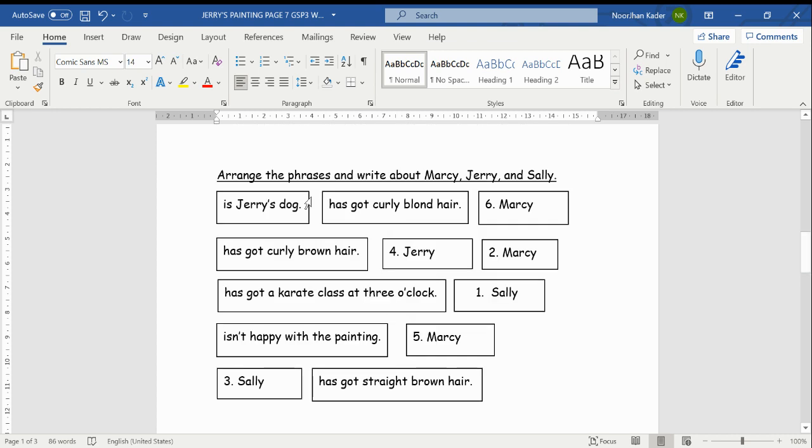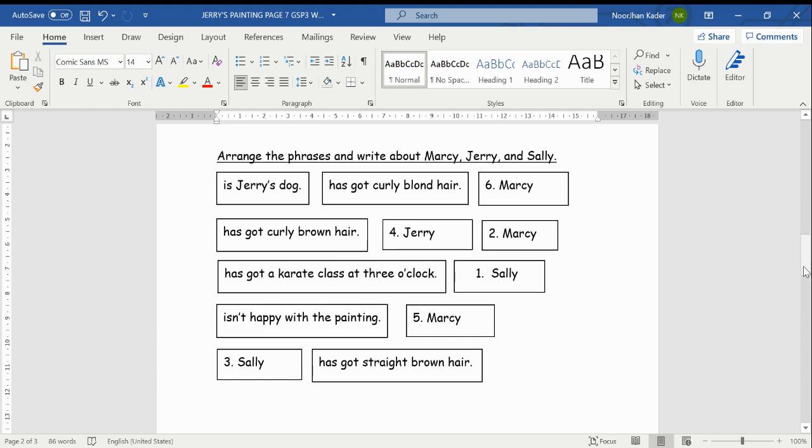If you have noticed, there are boxes with phrases like this one, but there are also boxes with numbers and names. When you see they start with a number, that means this is the beginning of the sentence. This is number one. That means sentence one, not question one, but sentence one. That is why it is numbered. So you have to start with the boxes with the numbers. Here we have 1, 2, 3, 4, 5, and 6. Six boxes with numbers from 1 to 6. They will be the beginning of the sentences.